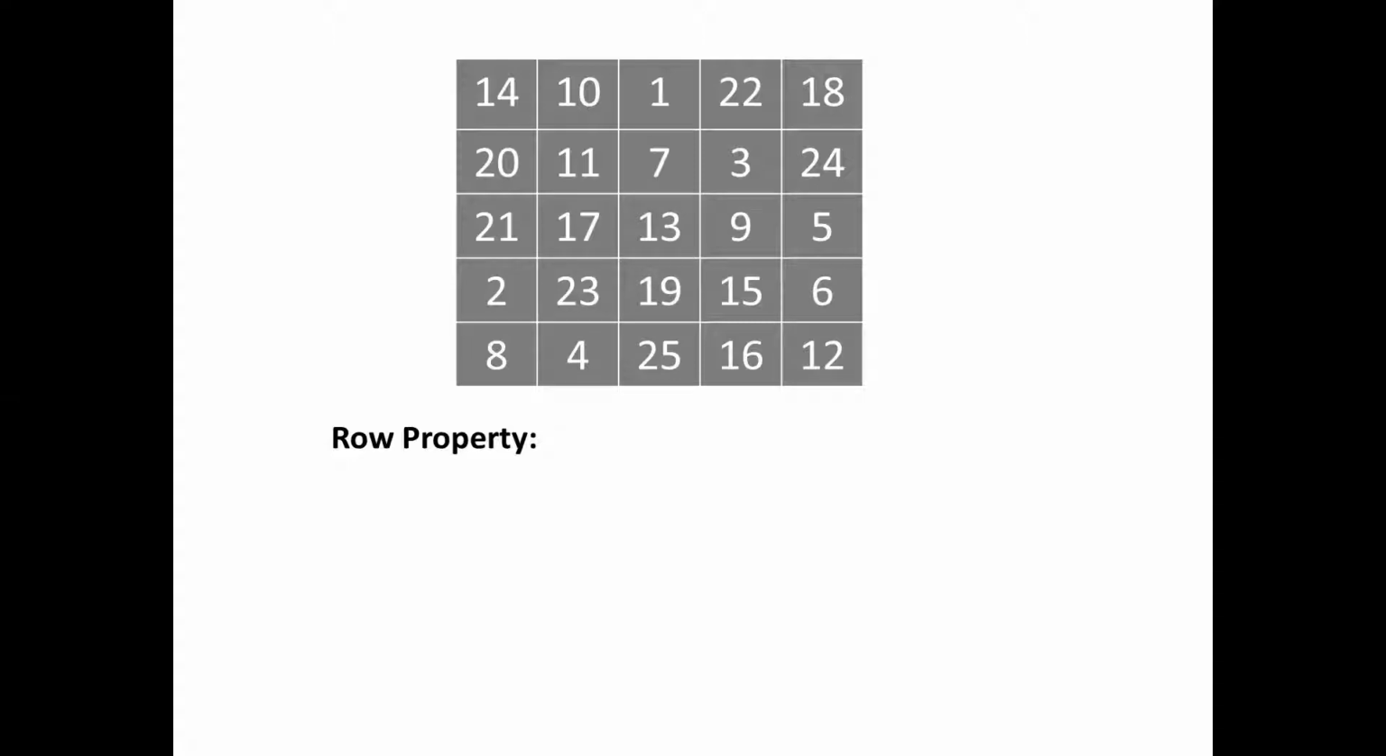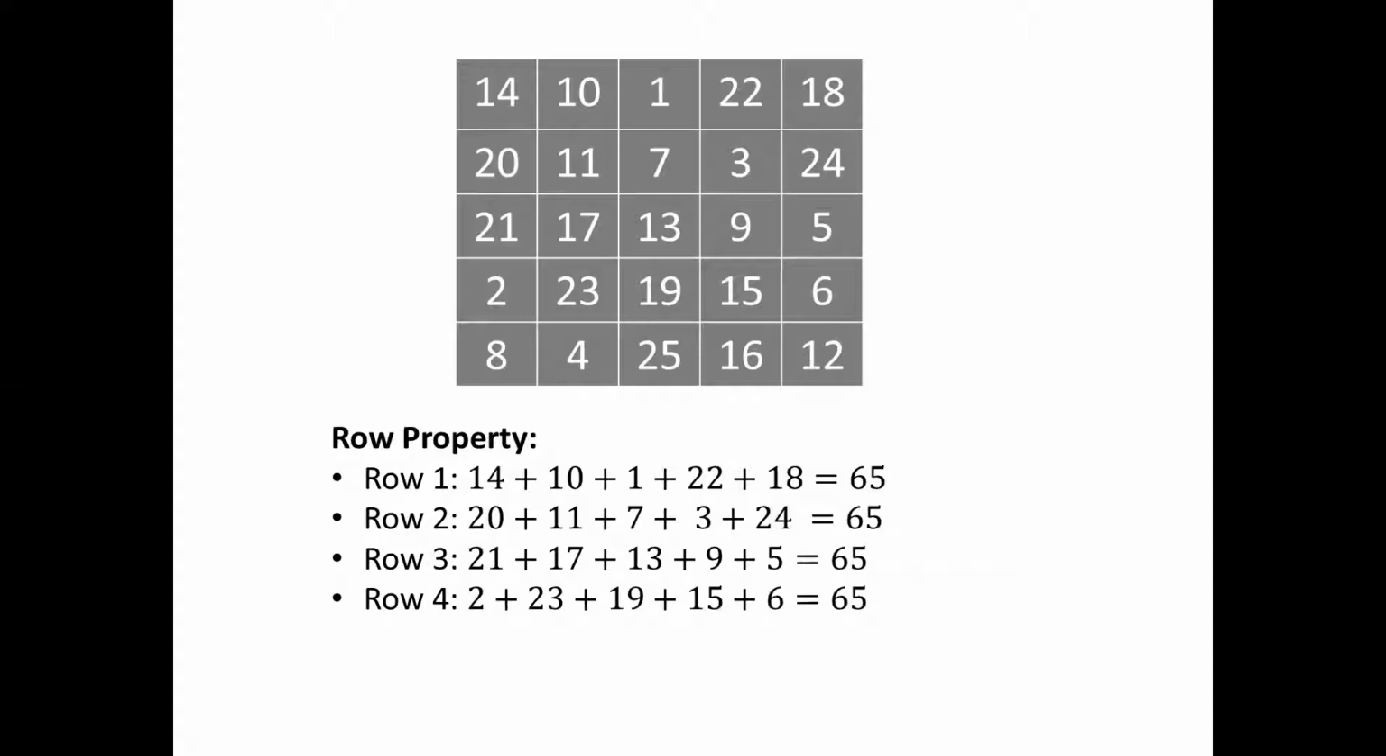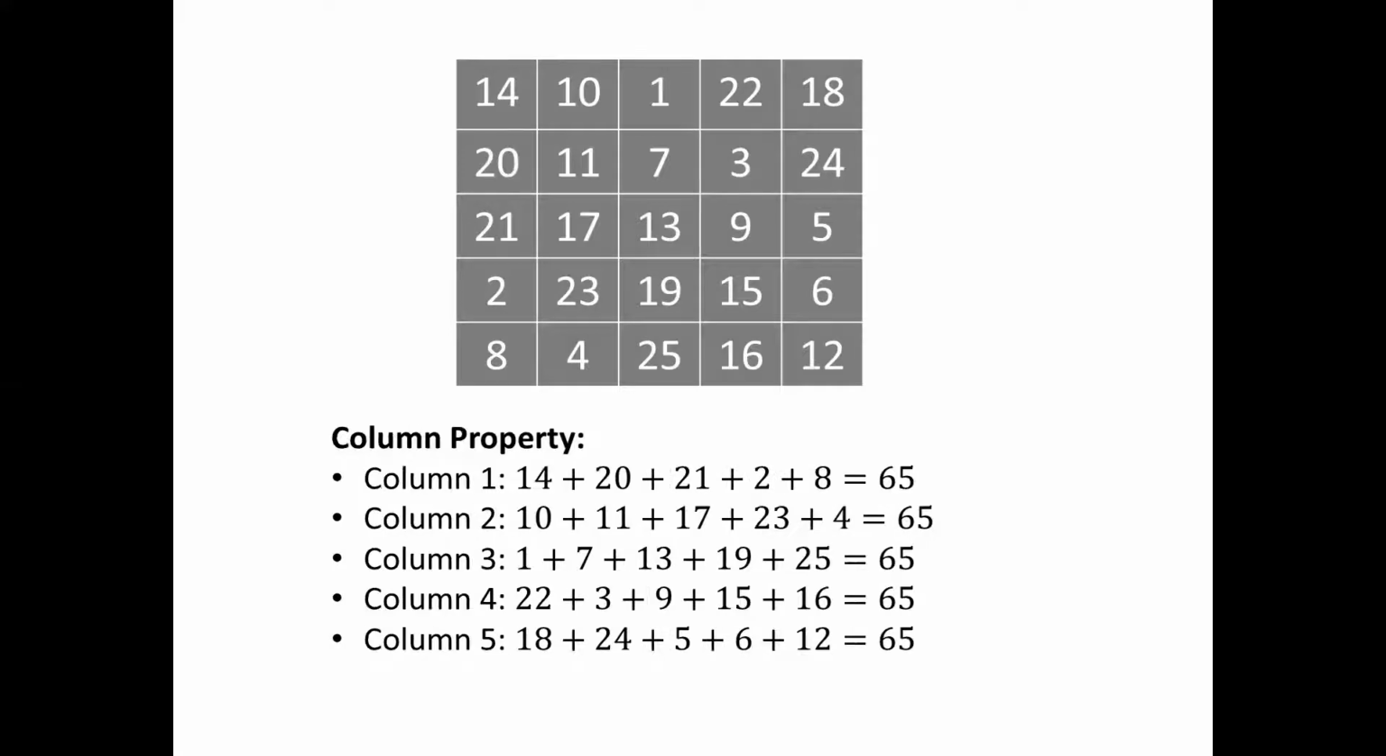First, row property. The first row, 14, 10, 1, 22, and 18 sum up to 65. The second row also sums up to 65, so do the third, the fourth, and the last row. Secondly, we have a column property. All the columns also sum up to 65.